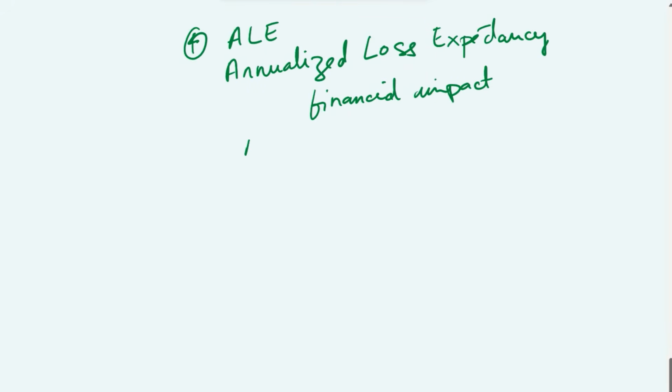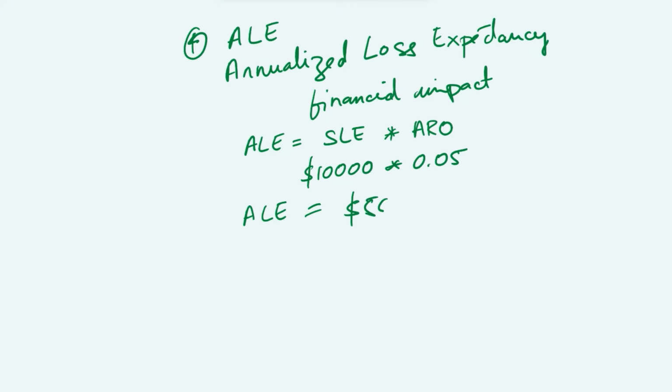ALE is calculated by multiplying SLE, that is single loss expectancy, by the ARO value, that is annualized rate of occurrence value. For example, suppose an organization has identified a specific risk event that could lead to a $10,000 loss for a critical asset, then that $10,000 is the SLE, and say that ARO for that risk is calculated to be 0.05 or 5% probability per year. So then ALE will equal $500. This means that on average, the organization can expect to incur losses of $500 per year due to this specific risk.